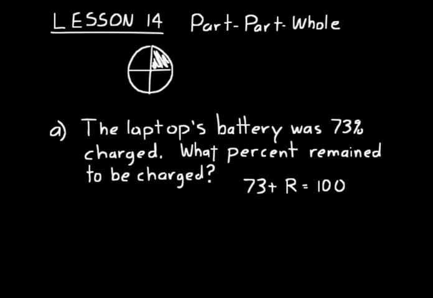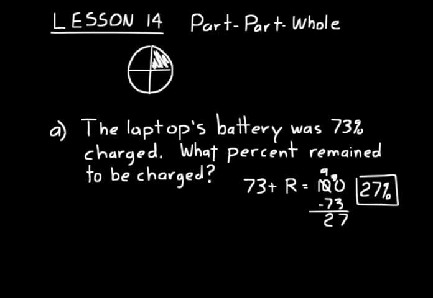What percent remained to be charged? Subtraction undoes addition, and we'll just do 100 minus 73 there. Need to do a little bit of borrowing. 10 minus 3 is 7. 9 minus 7 is 2. 27% remains. That's our answer.